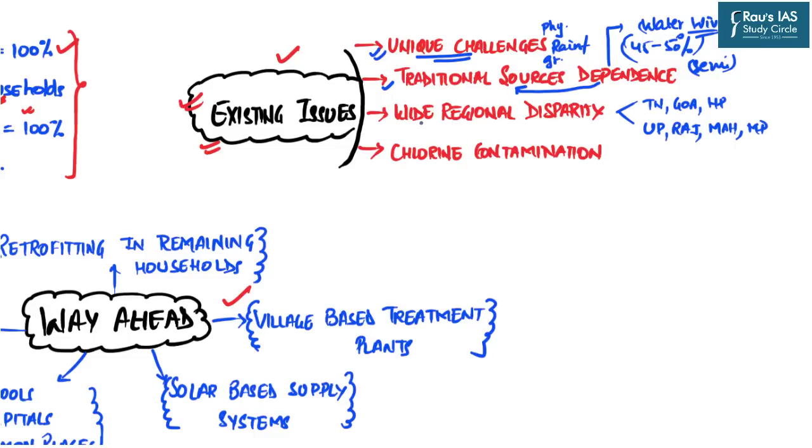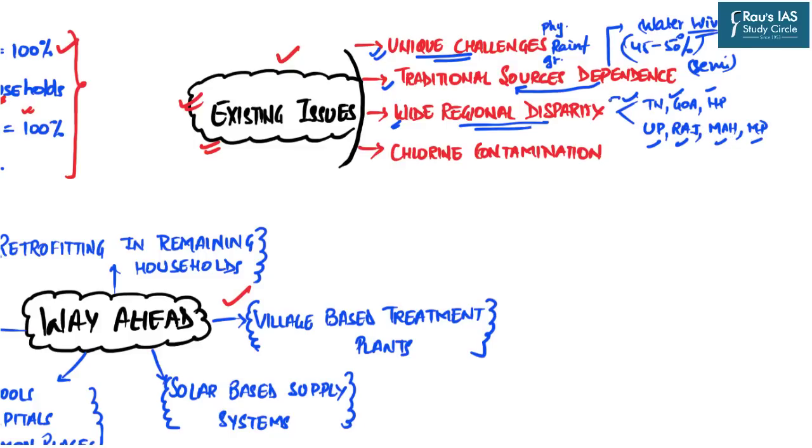Right? Now, coming to the third issue, there are huge regional disparities among various states. On one hand, we have states like Tamil Nadu, Goa, Himachal Pradesh, where we are able to provide piped drinking water supply. But on the other hand, we have Uttar Pradesh, Rajasthan, Maharashtra, Madhya Pradesh, etc., states where there is still a huge gap in providing this facility.